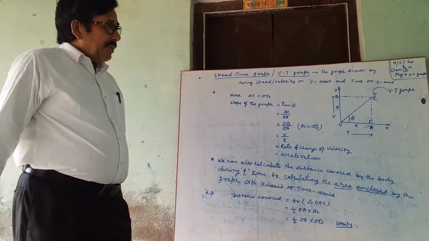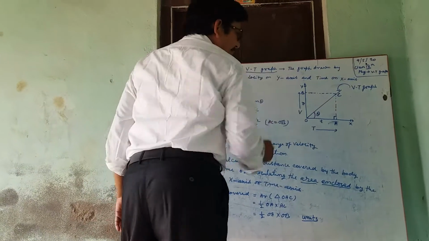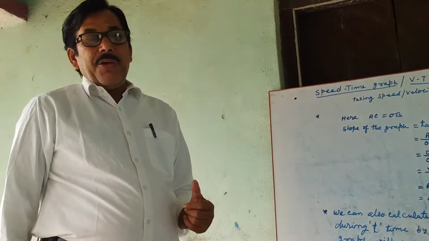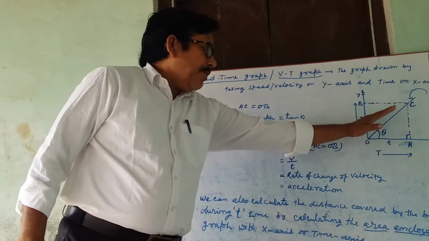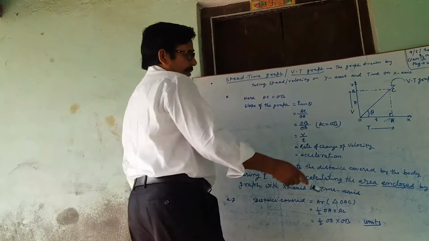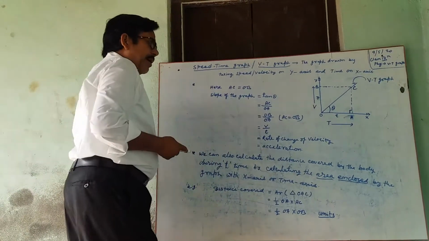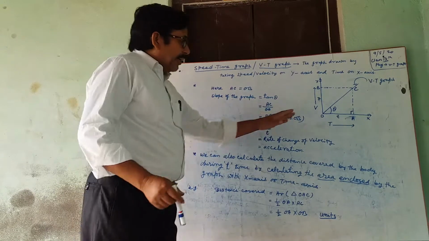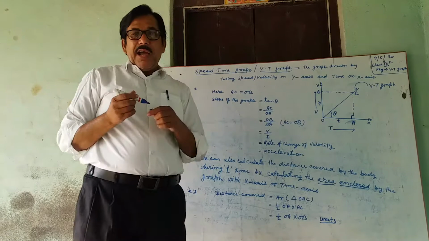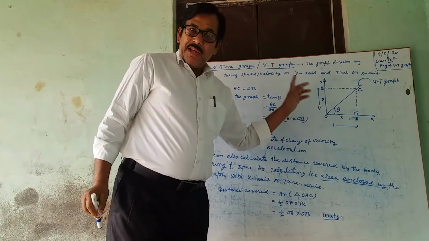Suppose after t time the graph is like this. If we want to calculate the acceleration, we must find the slope of the graph. Here we see that AC equals OB, and the slope of the graph is equal to tan theta, where theta is the angle of inclination with the time axis.